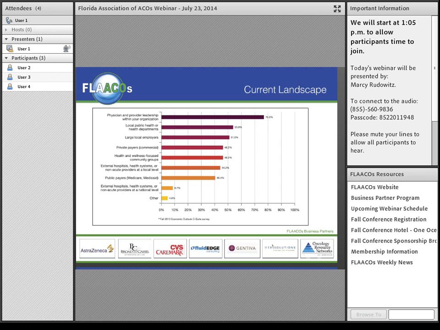And if you look at the screen, it shows you a number of the groups that are in fact working towards this on an ongoing basis. For those of you that are joining on the phone, they include physician and provider leadership within your organization, public health departments, private payers, health and wellness groups, external hospitals, health systems, and non-acute providers, public payers, and again, let's not leave out the external hospitals, health systems, and those non-acute providers.